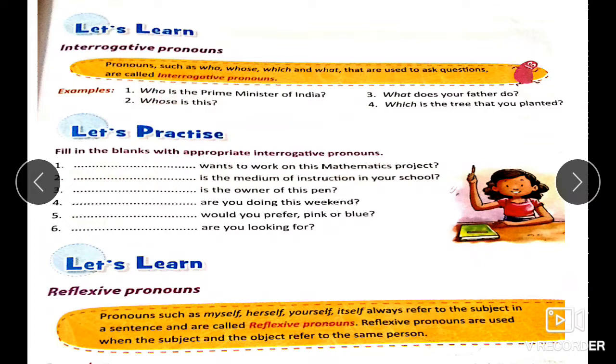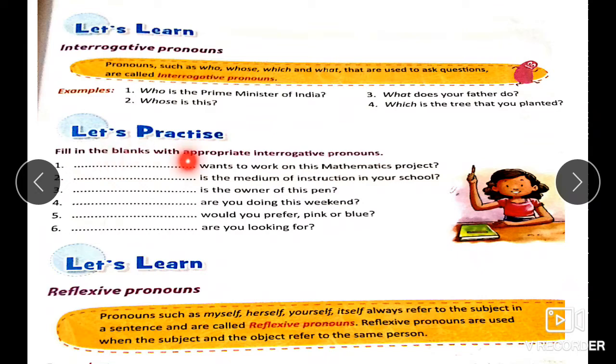Therefore, whose is this? This particular thing belongs to some person. That person is the noun to which the whose refers. Which is the tree that you planted? Which is the tree? Which again here refers to the tree. Now, therefore you get to understand that all these WH words have to refer to some particular thing, and when they ask questions, these are used as interrogative pronouns.